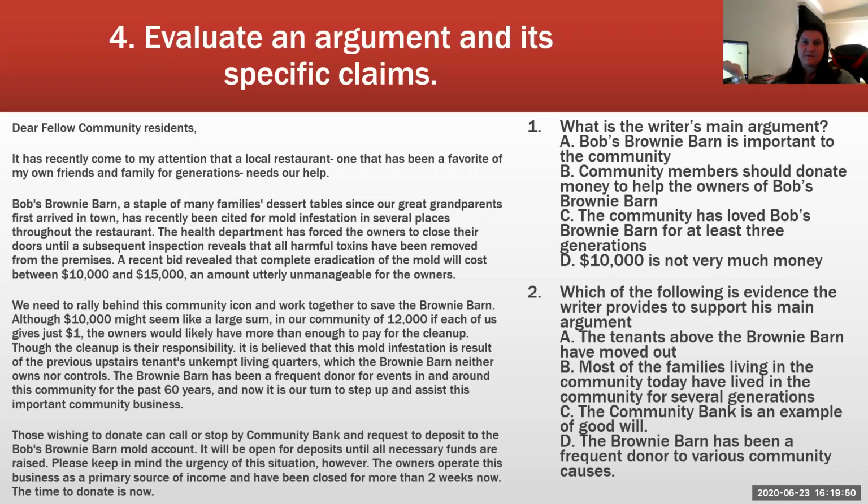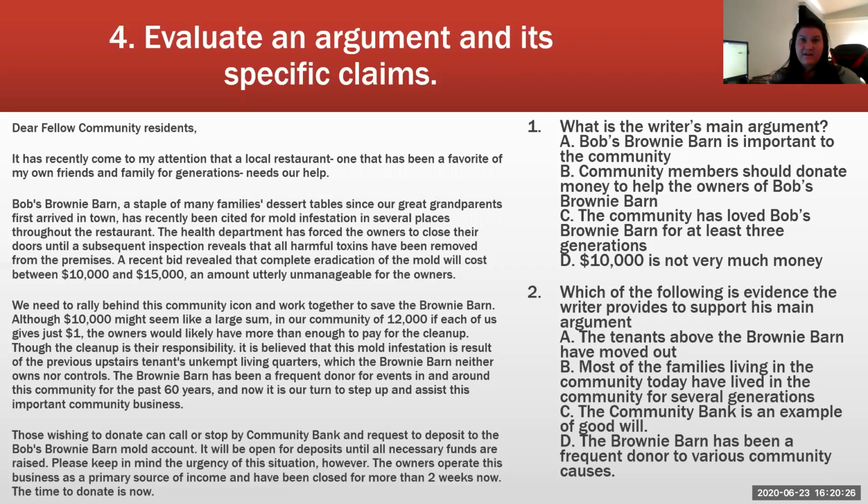B is the main argument. The community members should donate money to help the owners of Bob's Brownie Barn. That is the main argument of this entire letter. There are just supporting statements and supporting details to support his claim. Does that make sense? He's stating that $10,000 isn't much money. The community has loved this place for 3 generations, and it's important to the community. So our community members should donate money to help the owners of Bob's Brownie Barn. Does that make sense? Okay, moving on.